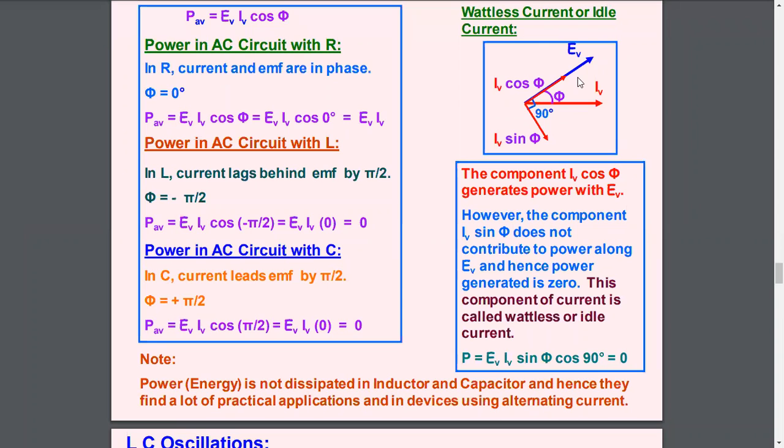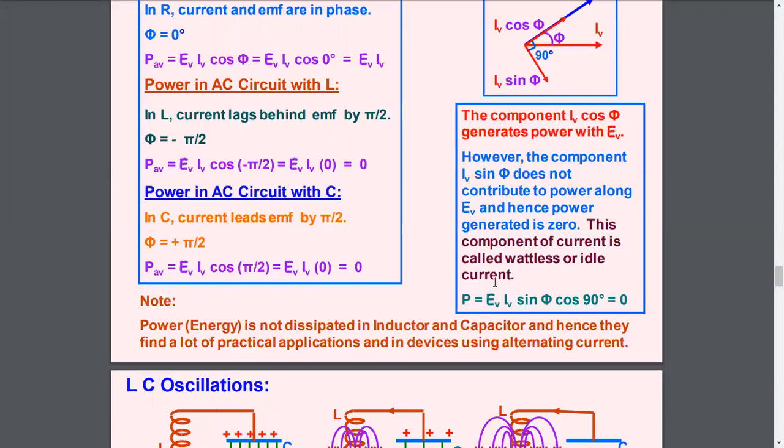So this component is called watt full current, that is IV cos phi or IRMS cos phi. On the other hand, the component of current perpendicular to the phasor of the voltage contributes nothing to the power. That's why this component of current is called wattless current or idle current. So I think that all of you have got it well, what is wattless current and what is watt full current.